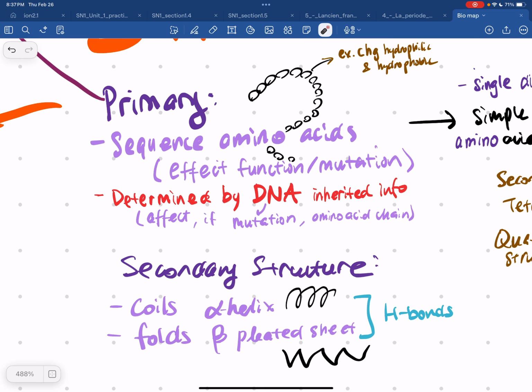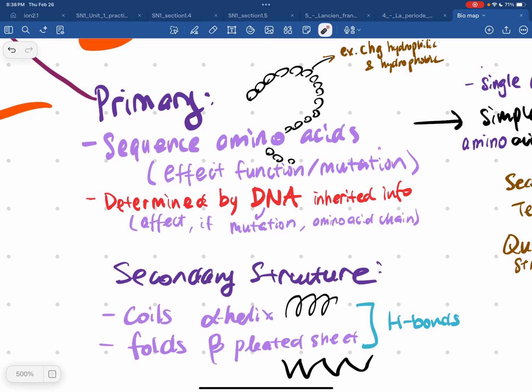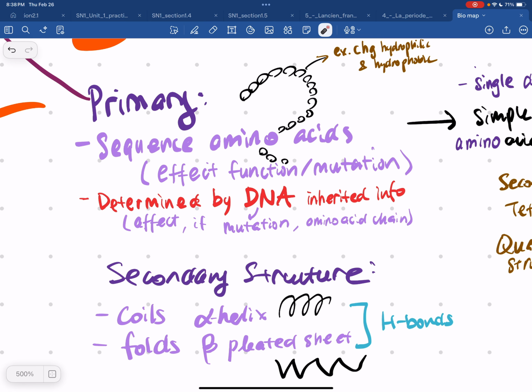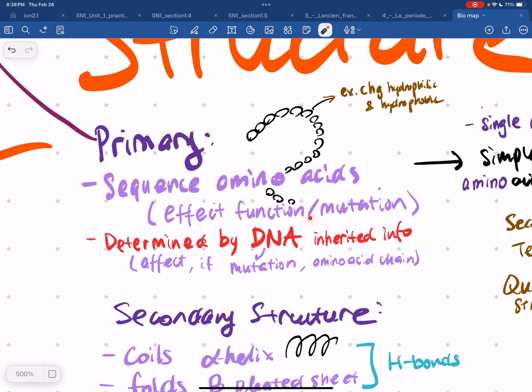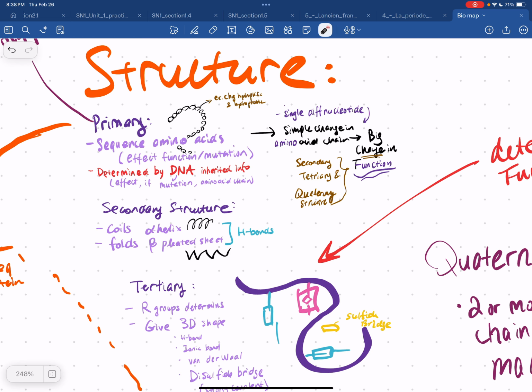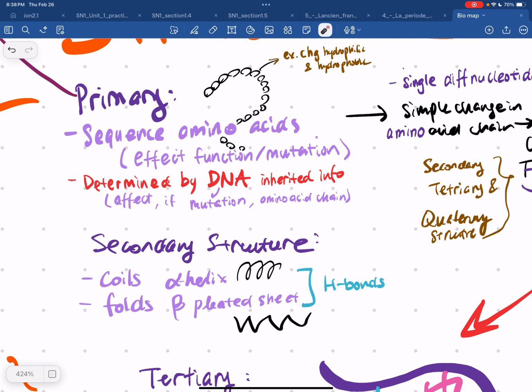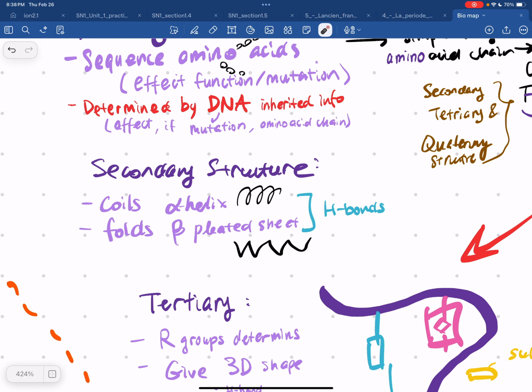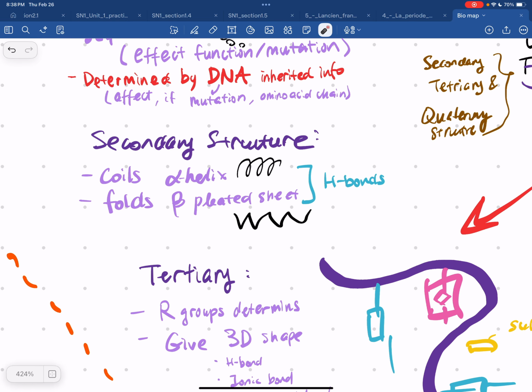The first one is determined by the DNA or inherited information, and that's the unique sequence of amino acids. So each individual amino acid will make these chains like this. And they can change from hydrophilic to hydrophobic. If one of them changes, it can change all of the rest of the structures, the next levels. Secondary is coils, alpha helix coils, or folded beta pleated sheet. It's the second level of the structure.